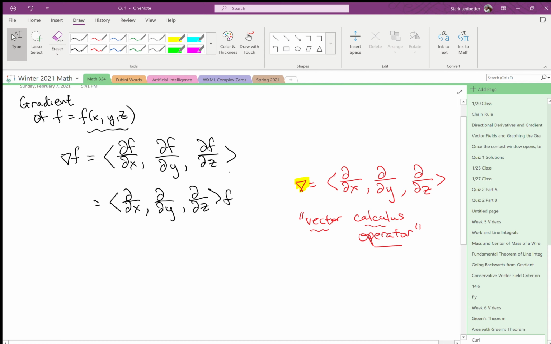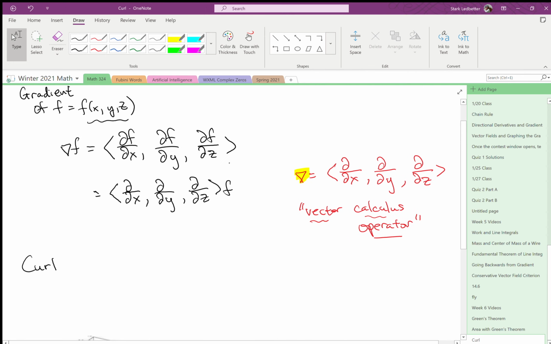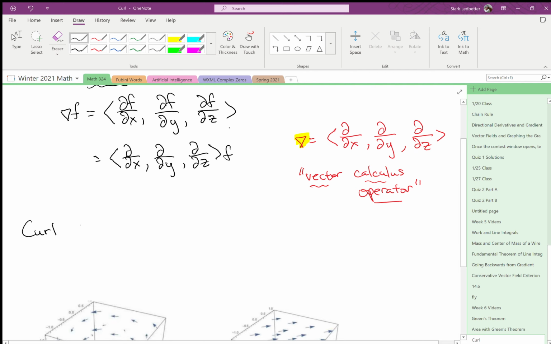Okay, so that was gradient. We fully studied gradient. And now let's study curl. So gradient took a scalar function. Curl is going to take a vector field F. And then before we were using P, Q, now we're going up a dimension. So it's going to be P, Q, R, where R should not be confused with any regions that we used before. Okay, and then the curl of that vector field is del cross F.